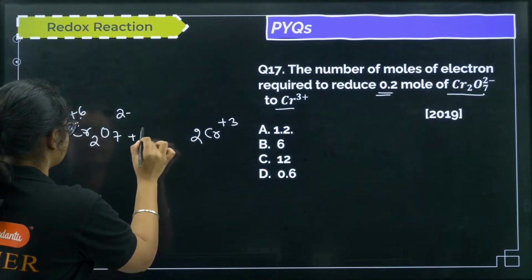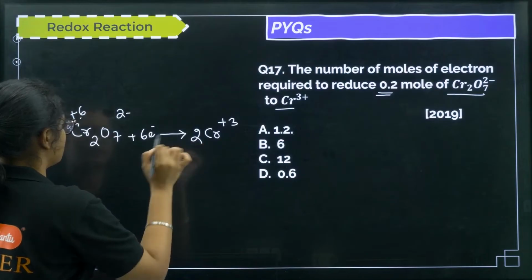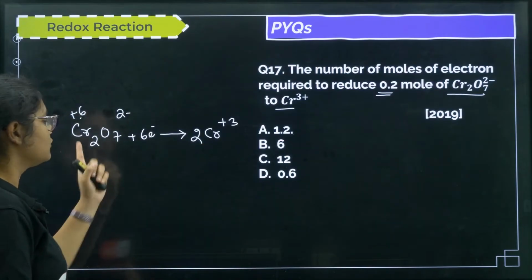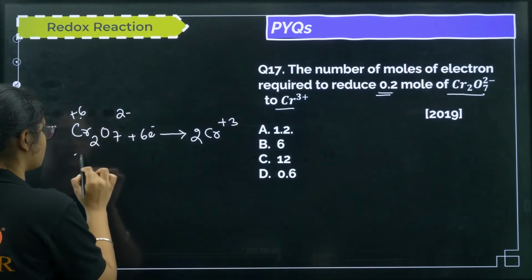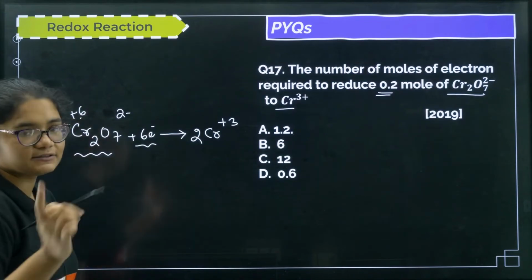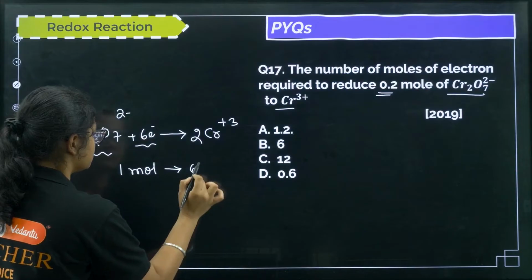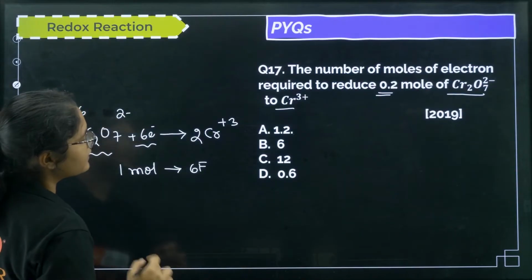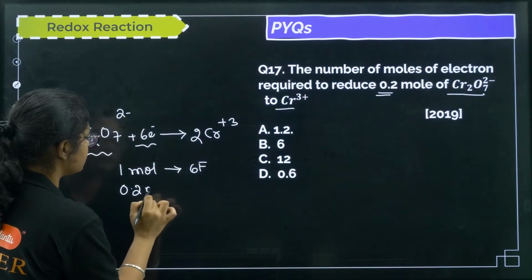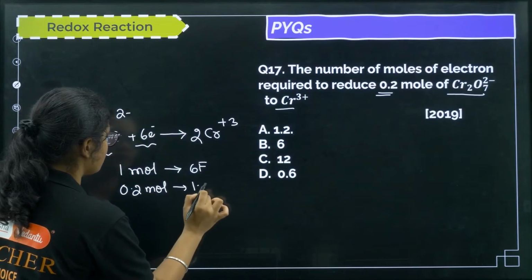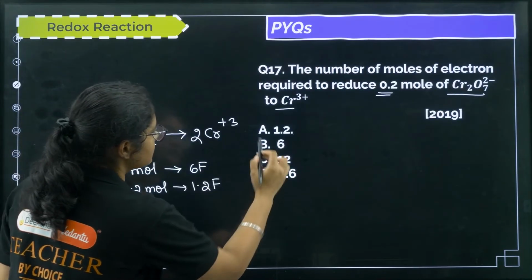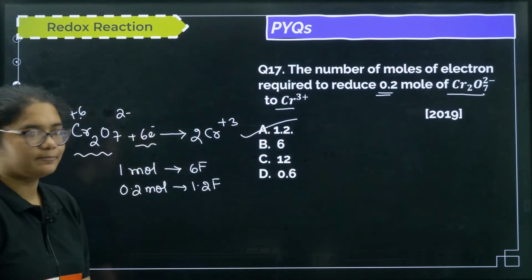So that means for 2 chromium, it will become 6 electrons. So for 1 mole of Cr2O7, we require 6 Faraday. For 1 mole, we require how much? 6 Faraday. And then for 0.2 moles it will be 1.2 Faraday. So that is option number A here.